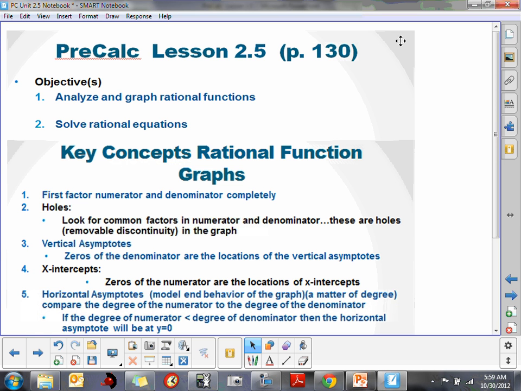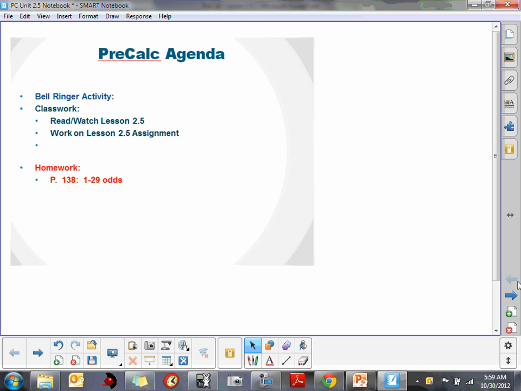So we'll break it down into two parts. The first day we'll get comfortable with what the graphs of rational functions look like by exploring their end behavior, by exploring their vertical and horizontal asymptote behavior, also where they cross the x and y axis. What I'd like you to do for today in your homework is to work on page 138, work through 1 through 29, the odds. That should get you through all the graphing features of the rational functions.